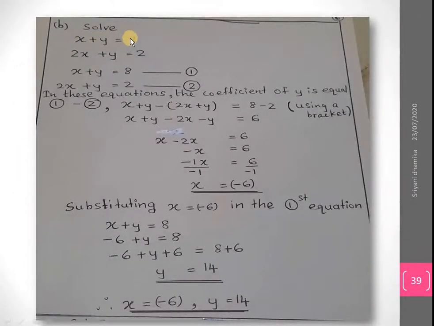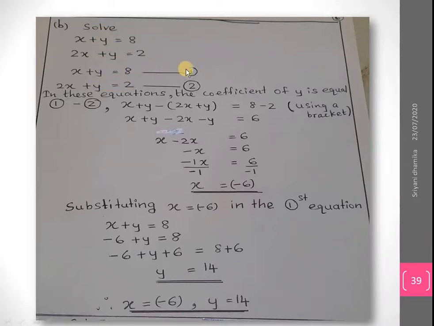Now see the second question here. x plus y equals 8 and 2x plus y equals 2. Now you can see the coefficients of x are different values, so we can't eliminate this term. See the coefficient of y in both the equations, the coefficient of y is equal, so we can remove this term by subtracting, not adding. Both are the same sign, so do subtraction to eliminate the term with equal coefficient.